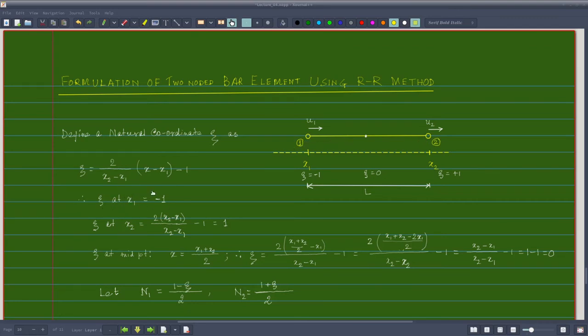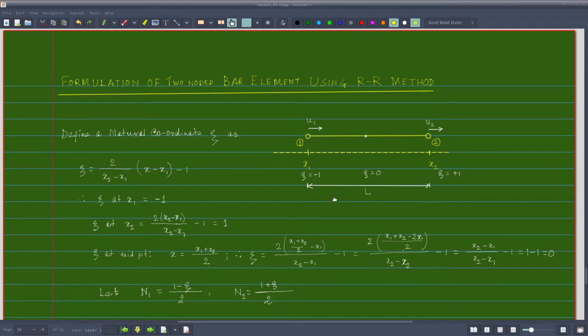When x is equal to x1, we find this is 0, so I will have xi equal to minus 1, right? So we have written it here, at node 1 xi is minus 1. Similarly, when x is equal to x2, then this becomes x2, so I get twice (x2 minus x1) by (x2 minus x1) minus 1, so this becomes 2. 2 minus 1 is 1. So the value of natural coordinate at the other end is 1.